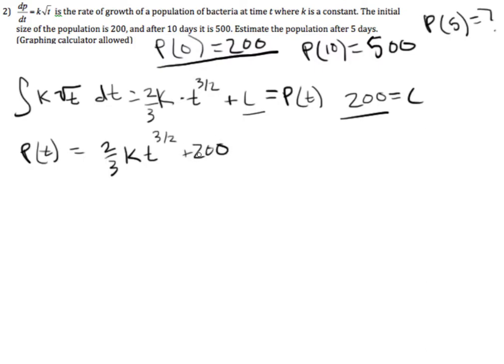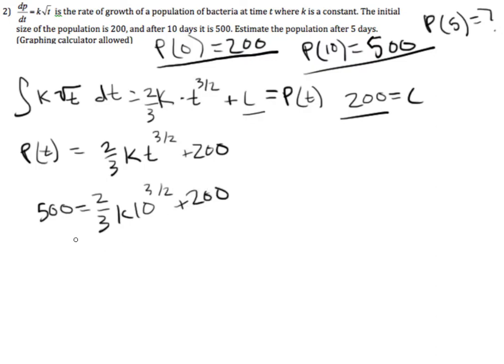All right, so we found our function. We're off to a good start. Now we just have to figure out what k is. So in order to do that, we can take this value and plug it into our equation. So P(10) is 500 equals 2/3 k times t to the 3/2, and t in this case is 10. So we want to take 10 to the 3/2 and then plus 200. Now at this stage it's just algebra. Solve for k and then you've got your k value.